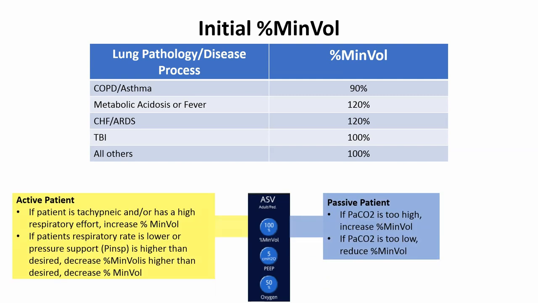Now, if the patient is completely passive, then it's very simple. All you have to do is adjust your minute volume up if you want to bring the PaCO2 down. So increasing your minute volume will increase your respiratory rate and/or your tidal volume depending on the lung mechanics. If the PaCO2 is low, if you reduce your minute volume, then it's going to bring that PaCO2 up, or your end-tidal CO2 up.